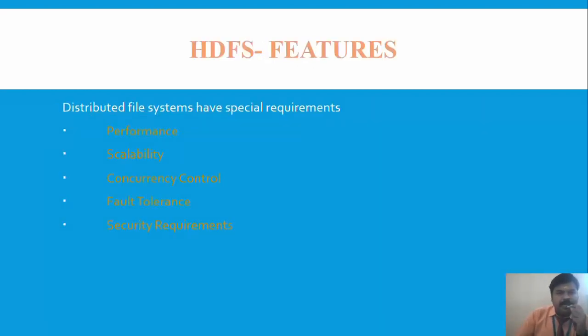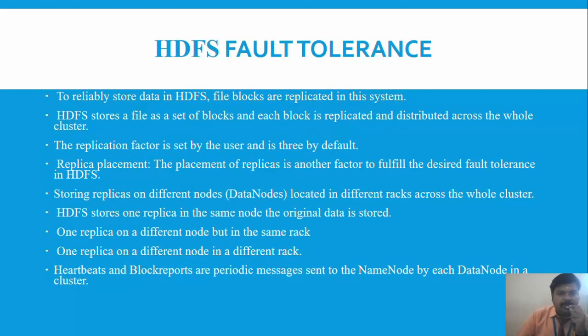HDFS features. A distributed file system has some special features: performance, scalability, concurrency control, fault tolerance and security requirements. HDFS is also used for fault tolerance. To reliably store data in HDFS, the file blocks are replicated in the system. HDFS stores the file as a set of blocks. Each block is replicated and distributed across the whole cluster. The replication factor is set by the user and it is 3 by default.